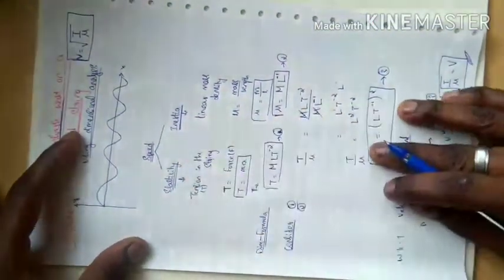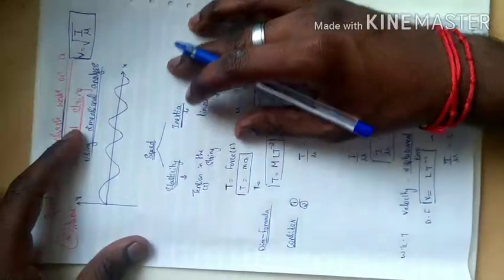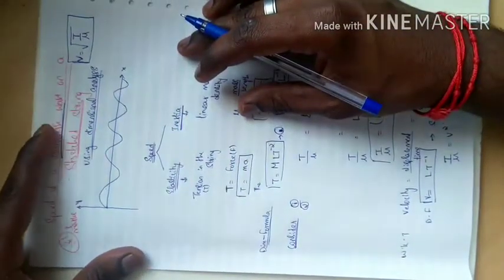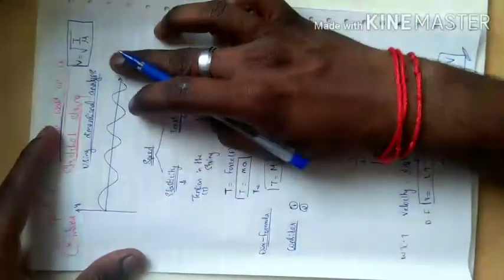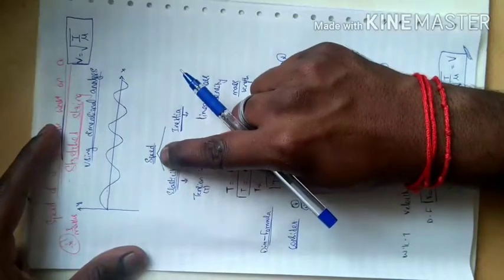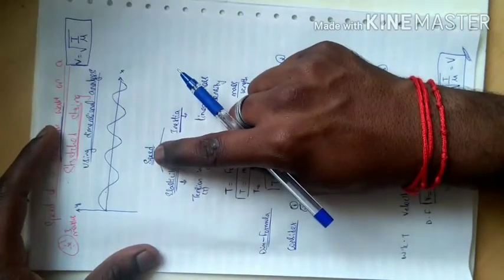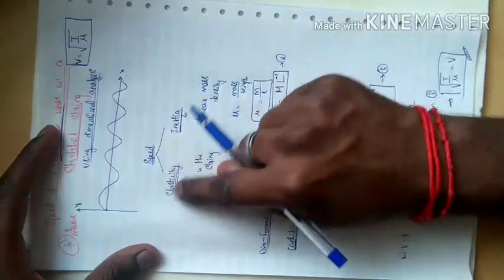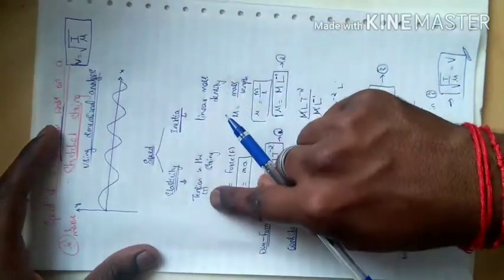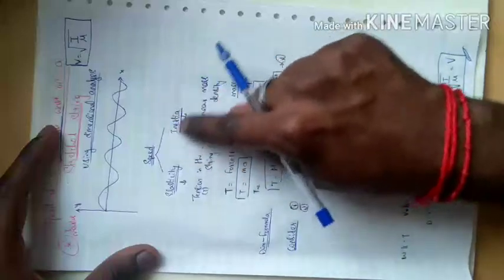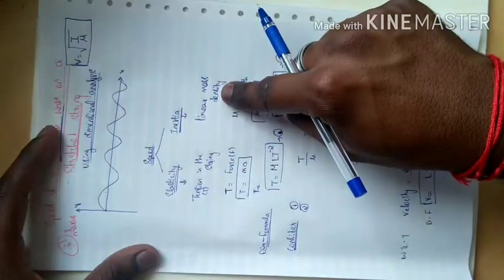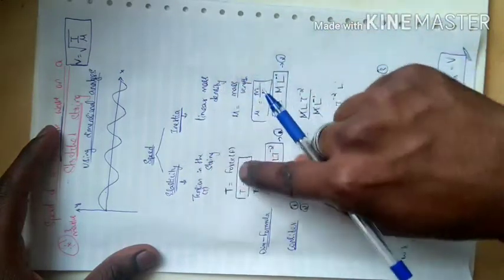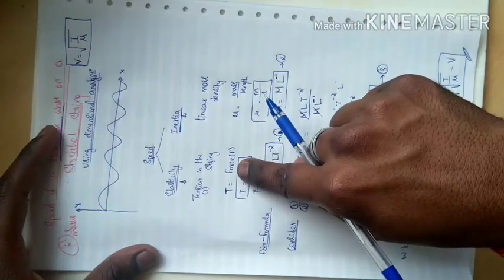Once again I am repeating, we are not going to derive this by an analytical method. We are going to derive it by dimensional analysis. Here we are going to find out the speed. Speed always depends upon two quantities I said in the waves, elasticity and inertia. Under elasticity, the property I am going to consider is tension. And under inertia, what property am I going to consider? Linear mass density.